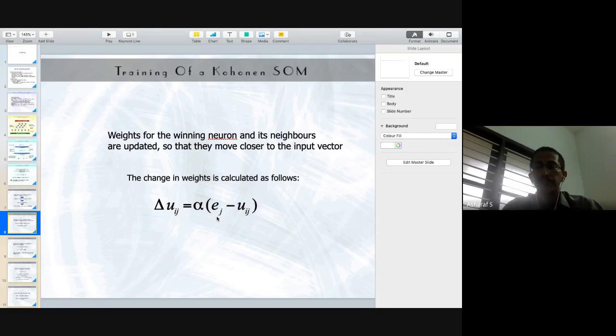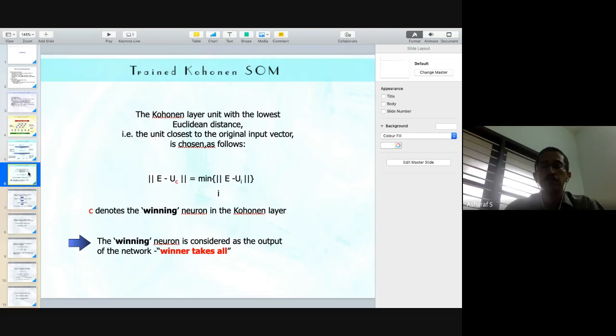Primarily, the update in weight corresponds to the difference between the weights of the winning neuron and the presented input, multiplied by a learning rate which is between 0 and 1. So you update the weight. This is also called winner-take-all networks, the Kohonen SOM.